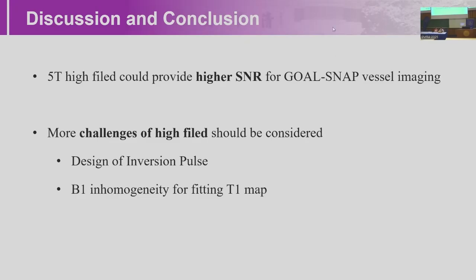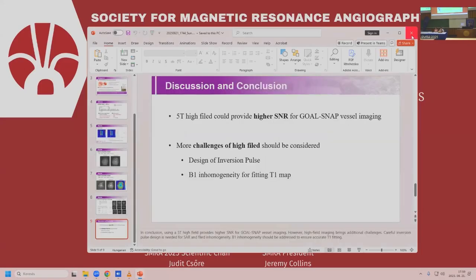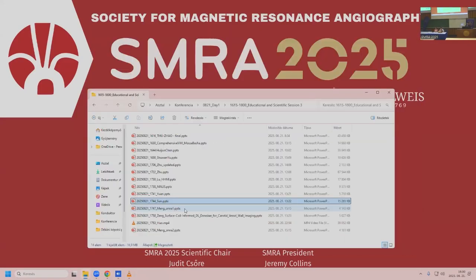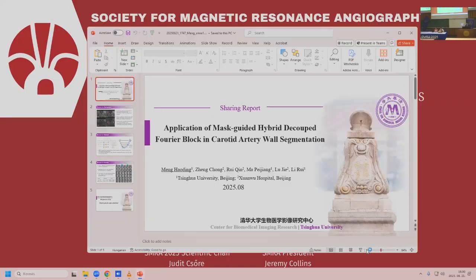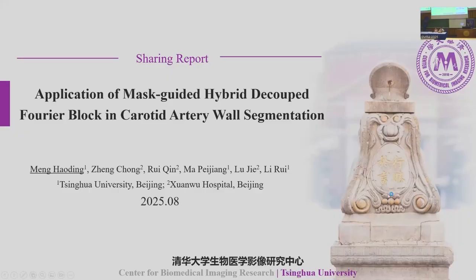The next speaker is Haoding Meng, also from Tsinghua University. And the title is Application of Mask-Guided Hybrid Decoupled Fourier Block in Carotid Artery Wall Segmentation.